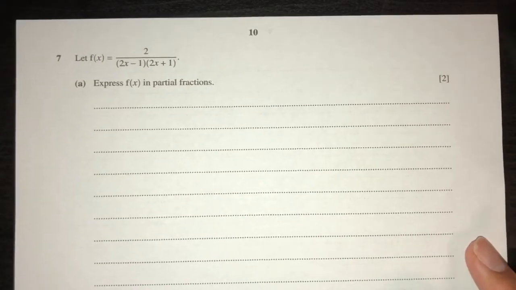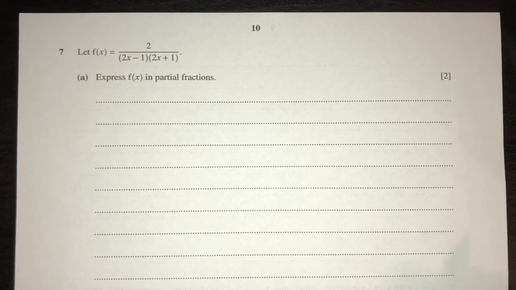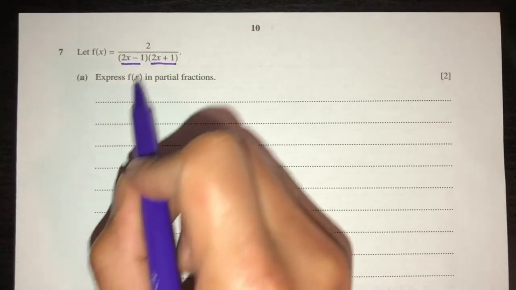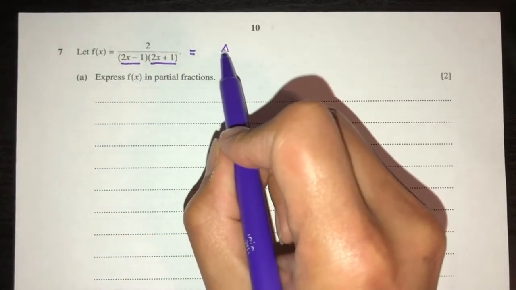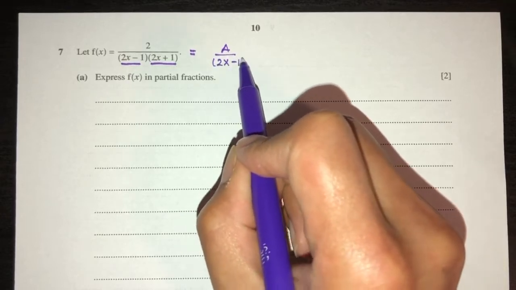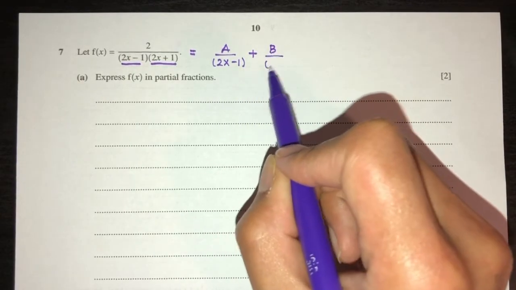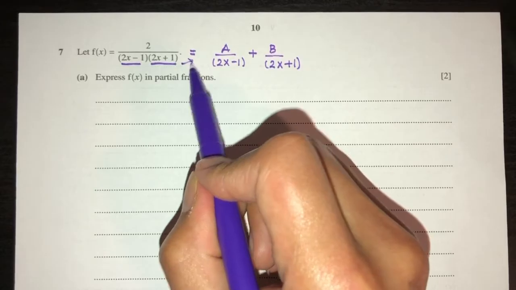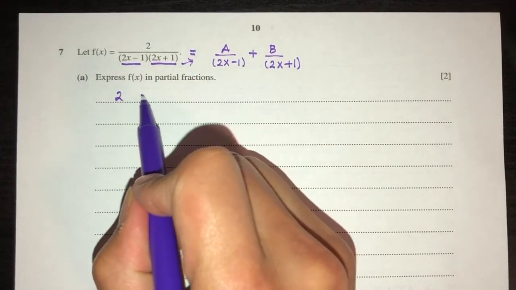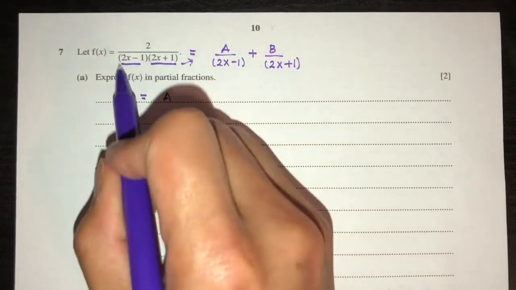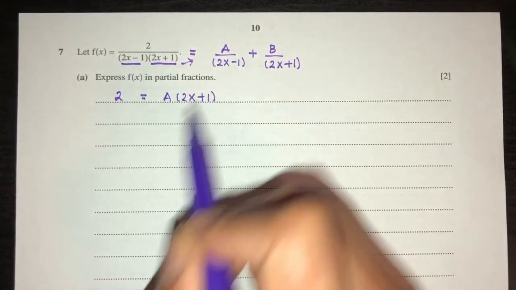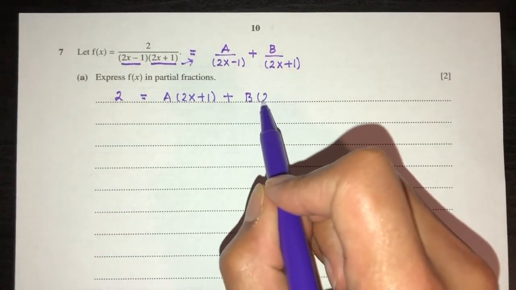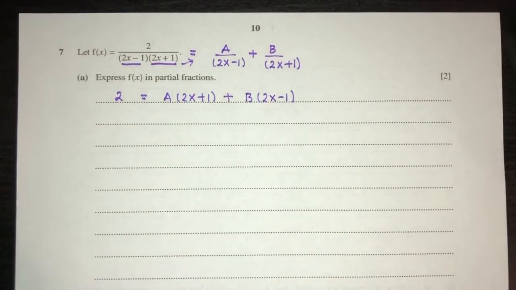So part A, we have to express this as a partial fraction. So how can you express this? Here we have 2 linear factors. So we can write, let f of x is equal to A over (2x minus 1) plus B over (2x plus 1). Okay, so now we have to multiply them by this value. So you will have 2 on one side is equal to A times (2x plus 1), and then B times (2x minus 1). Now let's find the values of A and B.